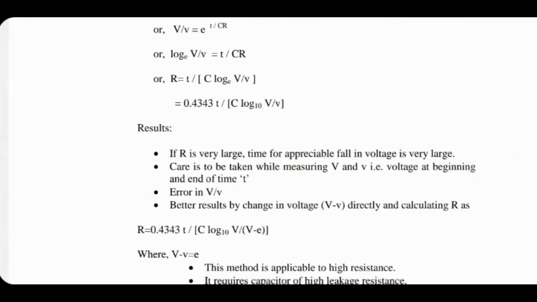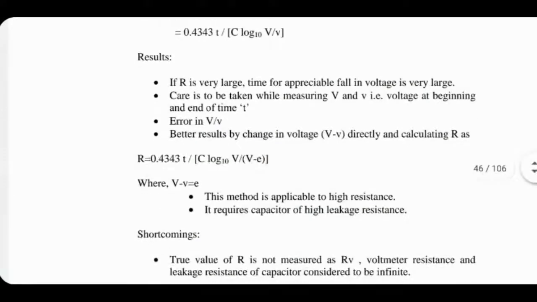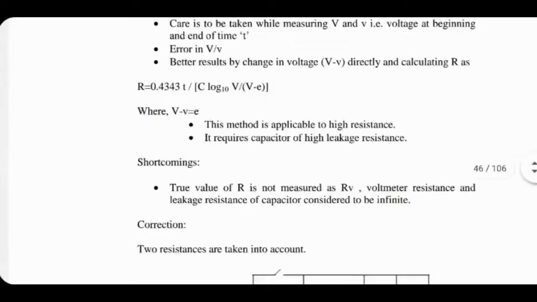If R is very large, the time for an appreciable fall in voltage is very large. So that is the disadvantage. This method takes a long time. Okay, but it can be done. So please be aware of the name of the method at least.